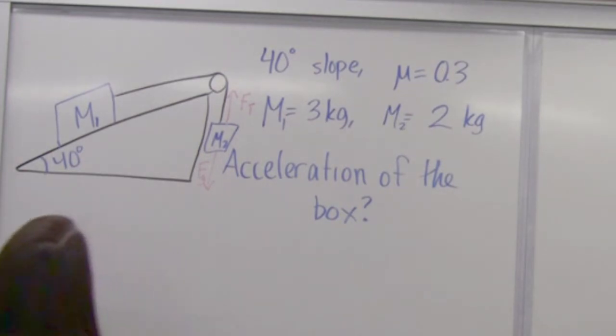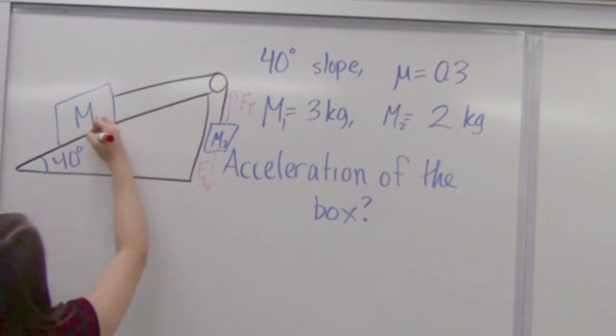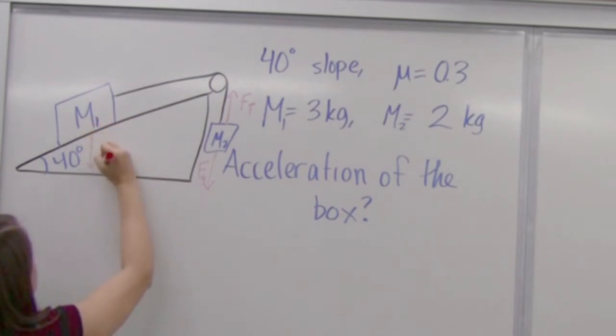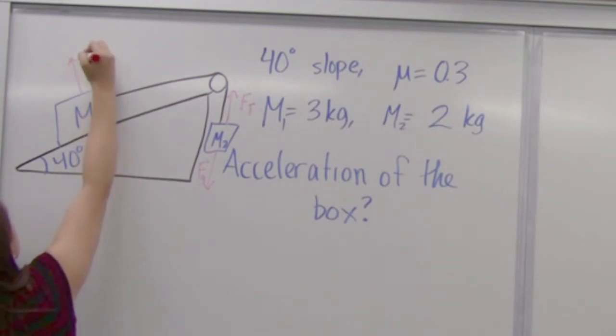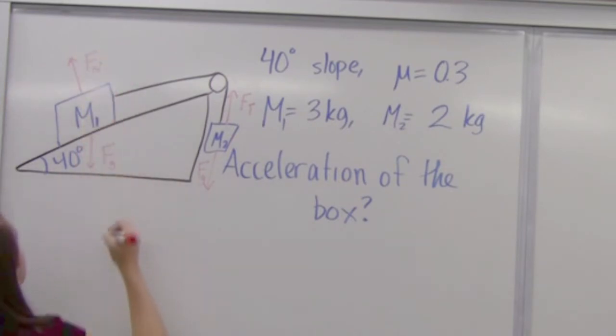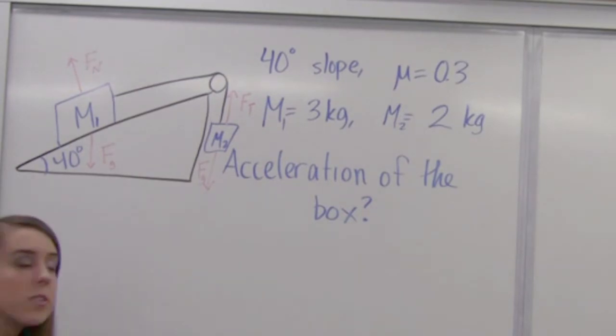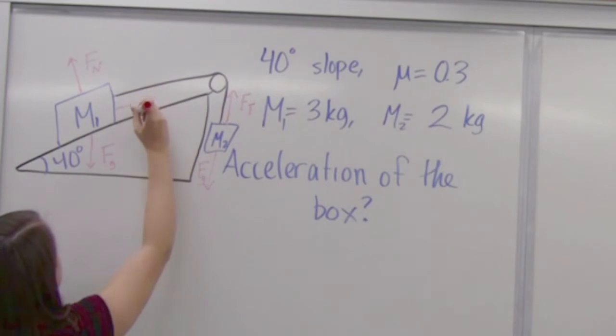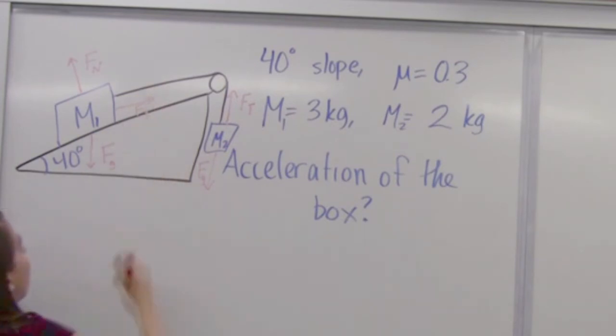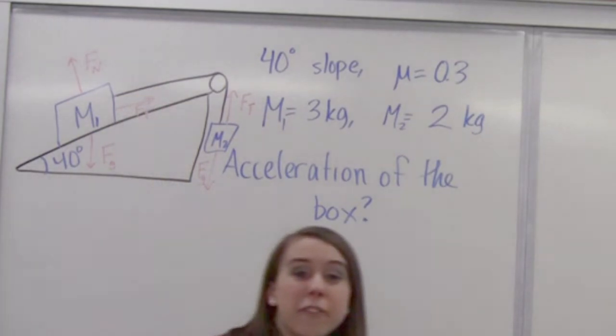Let's now look at the forces on this larger box. We have gravity going down, a normal force, which is always perpendicular to the surface. I have tension, and then I have friction.